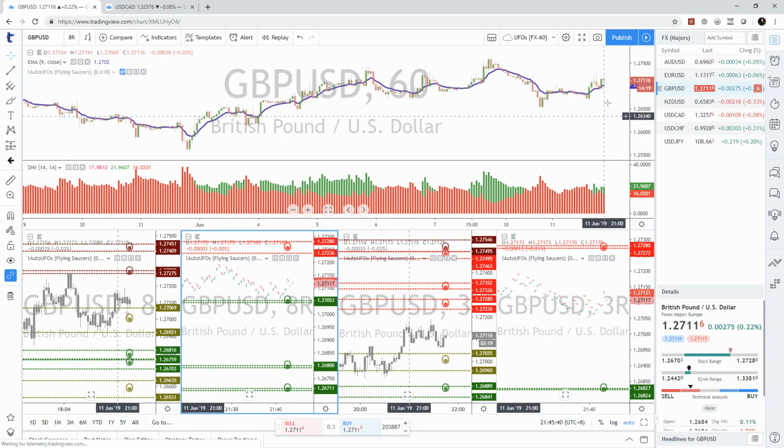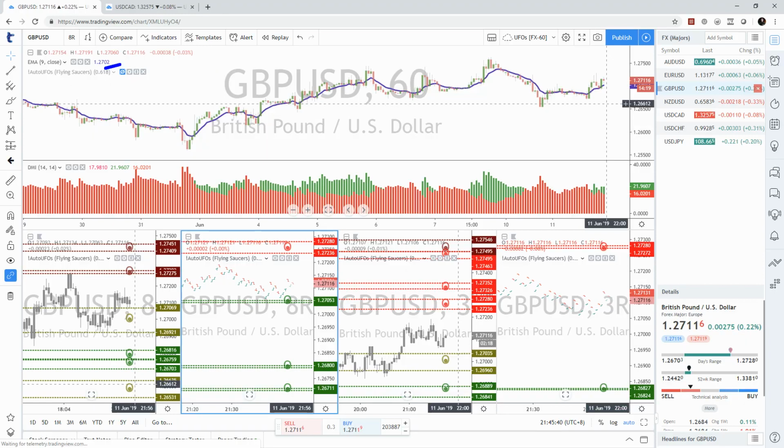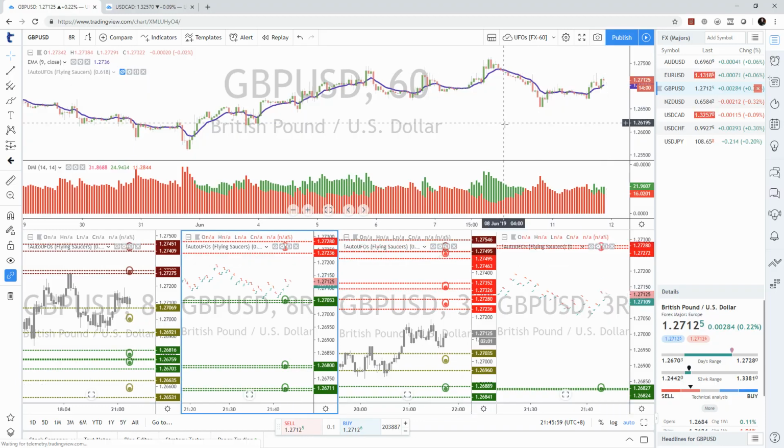Okay, Great British Pound, we are above the average, green DMI, strong market environment. The average is pointing at 27.2. It's more or less here, so inside this UFO. This one is 0.5, so really not helping too much. But we do have a UFO here from 27.06 all the way up for us to take a trade.